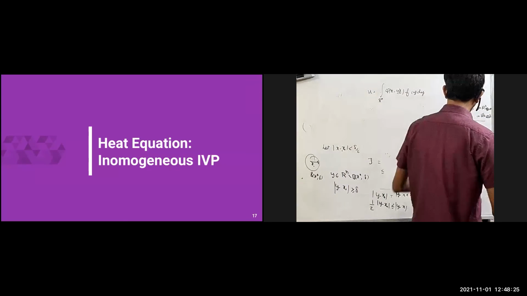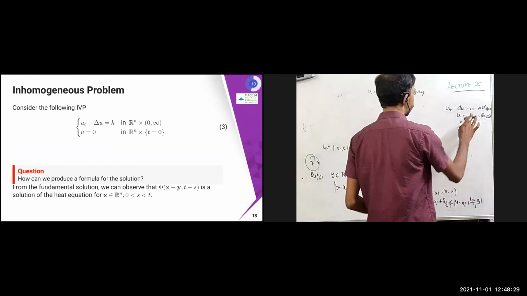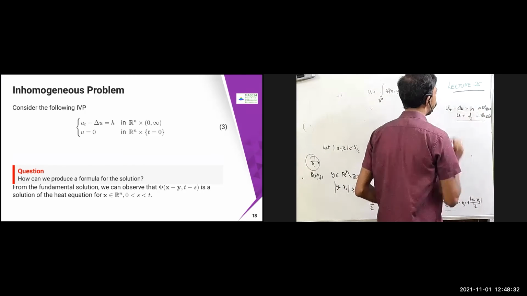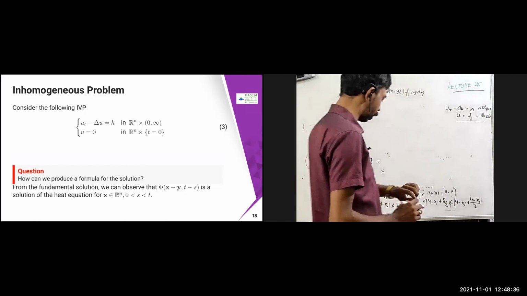Now this is for the homogeneous problem. In the non-homogeneous problem, suppose instead of this I have u_t minus del u equal to h. How can we produce a formula for this one? That is the next topic. Let us see that.